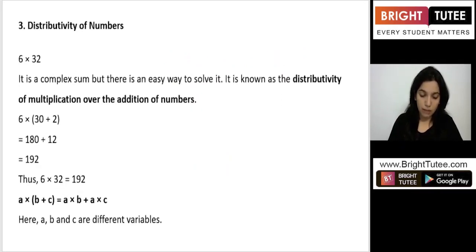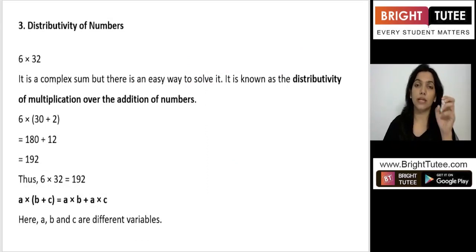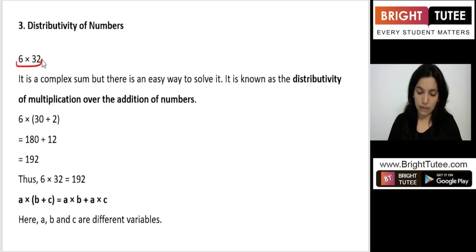Okay, now coming to the next property, that is distributive property of numbers. This is something a little tricky, but make sure that you understand this very clearly because it's very important for you to solve many questions in your future. Starting with the example which is given, 6 times 32. Well, this particular question is a little complex to solve, right? But we can change this complex number into a simple number by using the method of distributivity.